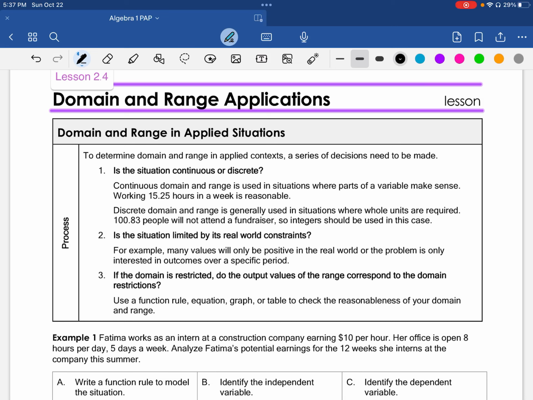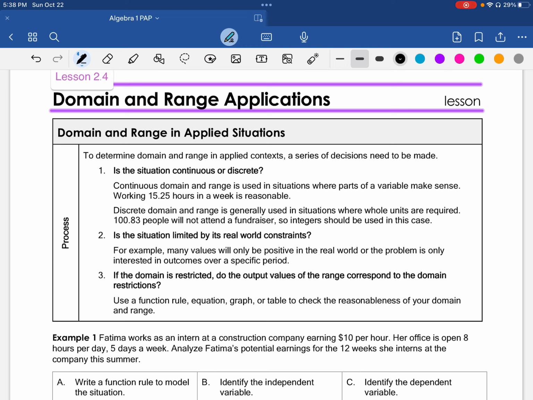Today's lesson is lesson 2.4, Domain and Range Applications. Today we're going to talk about domain and range in applied situations. To determine the domain and range when you have an applied context, a series of questions must be asked. Is the situation continuous or discrete?